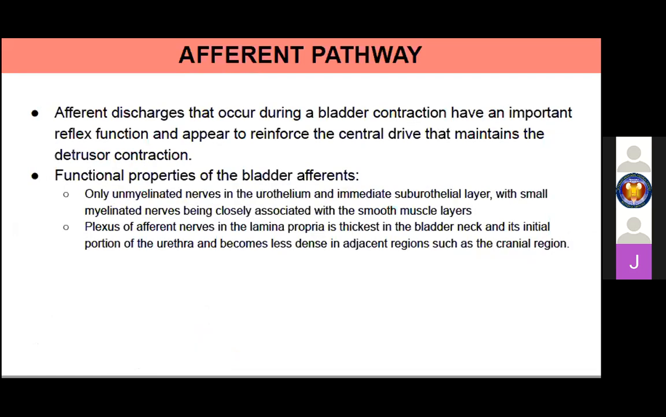Next, please. So the afferent discharges that occur during a bladder contraction have an important reflex function and appear to reinforce the central drive that maintains the detrusor contraction. Functional properties of the bladder afferents are as follows. Mostly unmyelinated nerves are in the urothelium and immediate suburothelial layer, with small myelinated nerves being closely associated with smooth muscle layers. Another is the plexus of afferent nerves in the lamina propria, which is the thickest in the bladder neck and the initial portion of the urethra, and becomes less dense in adjacent regions such as the cranial region.